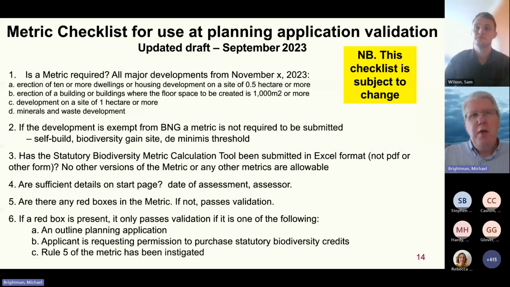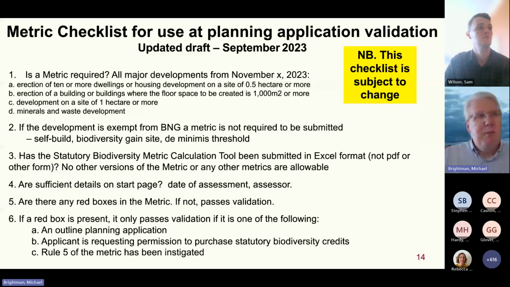There was a lot of work done before the release of the current version, metric 4.0, on red boxes within the metric, where they signal that action is required by the assessor in order to make changes so the metric is valid. So where you see a red box in the metric, it means that something is not quite right yet, and further action is required. So for most intents and purposes, we would not expect to see red boxes in the metric, unless it's one of the following three reasons.